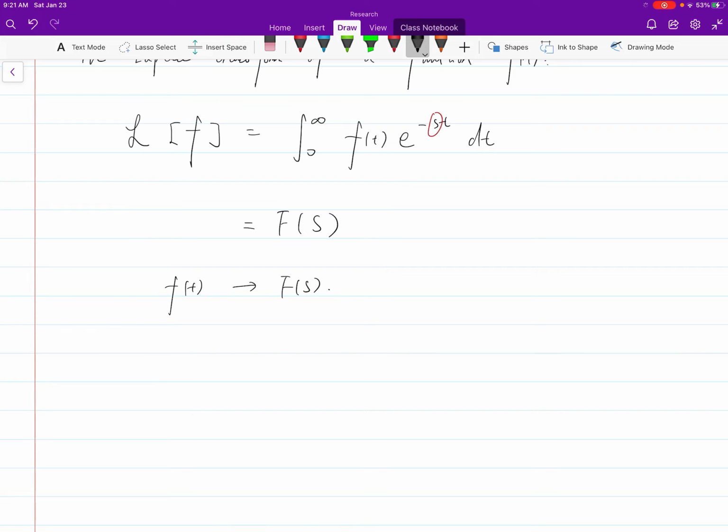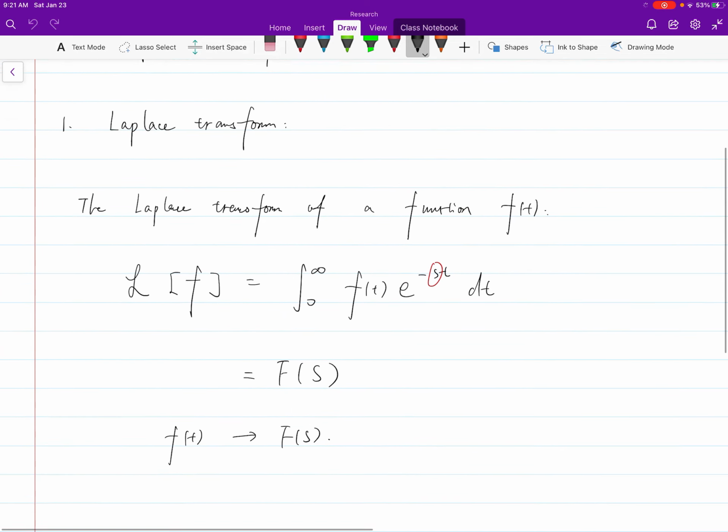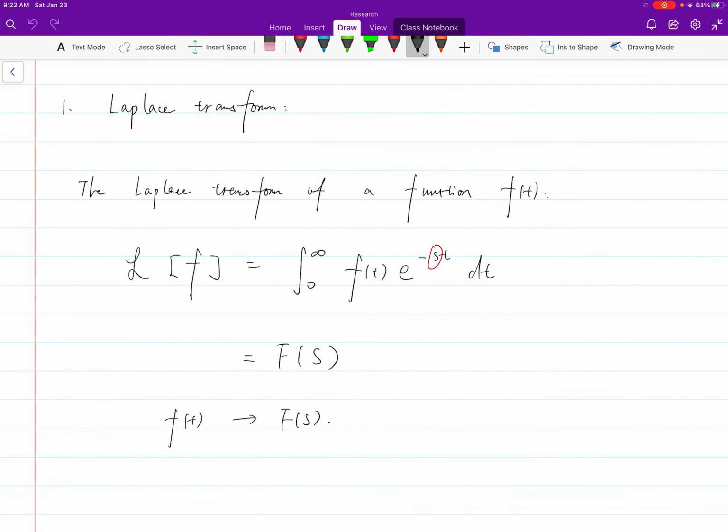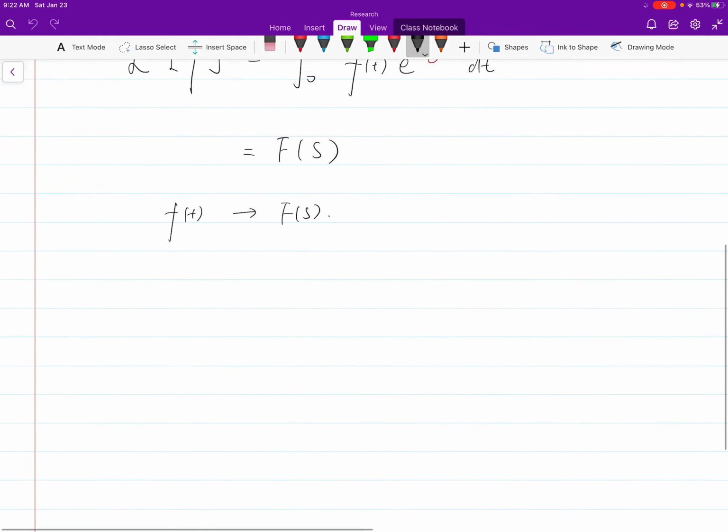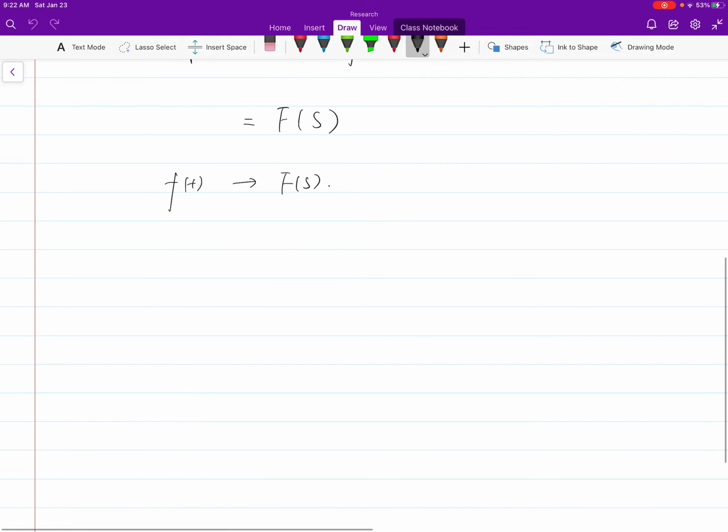So this transforms a function of t into a function of s. It may seem weird at first, why are we doing this? But later we will quickly show that this becomes super useful because of some nice properties it has, especially when dealing with derivatives. All right, so let's try some examples.